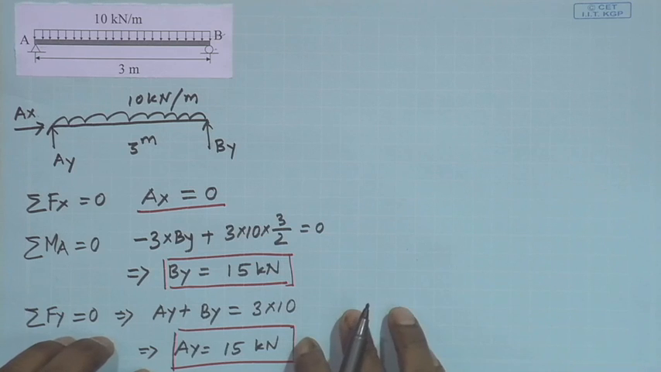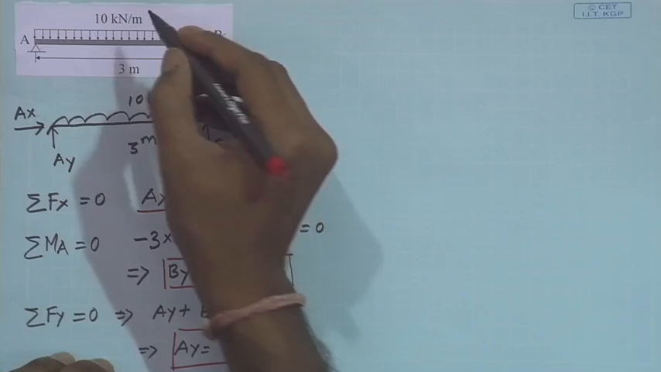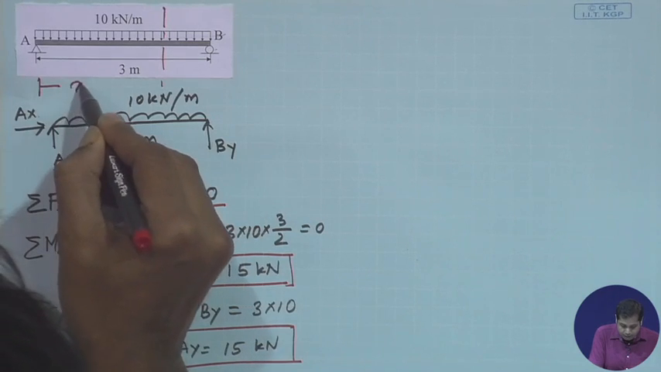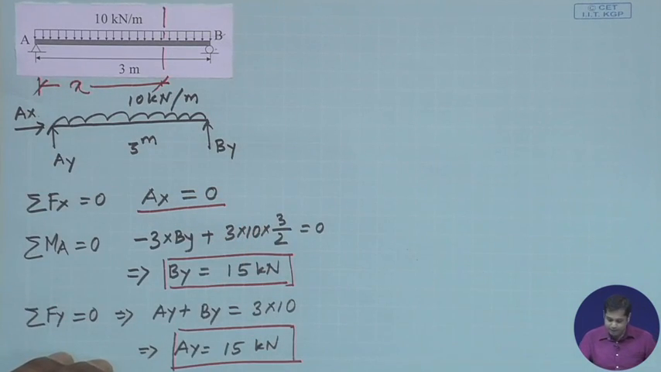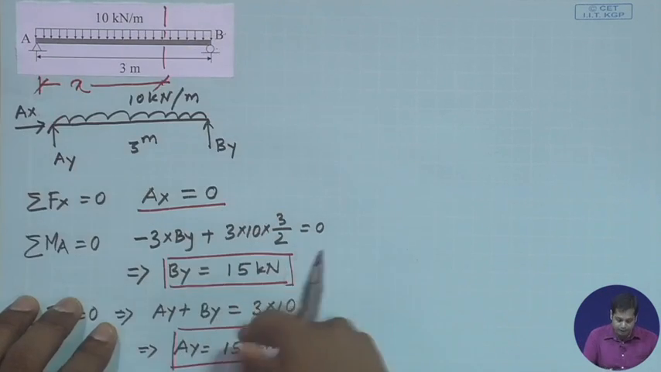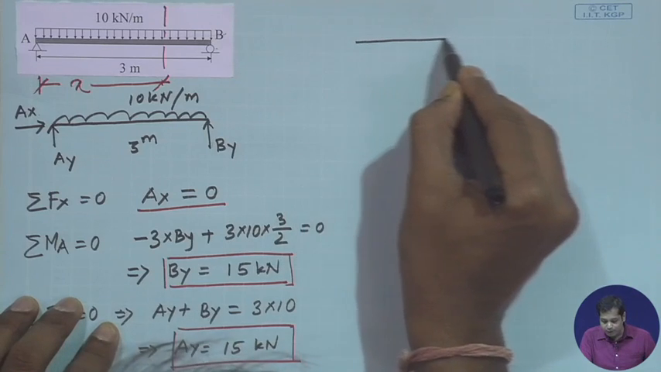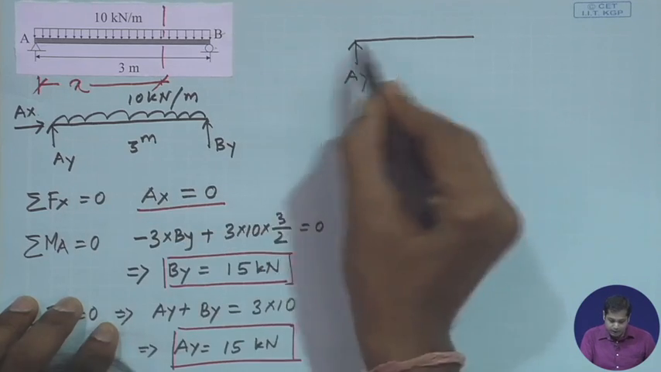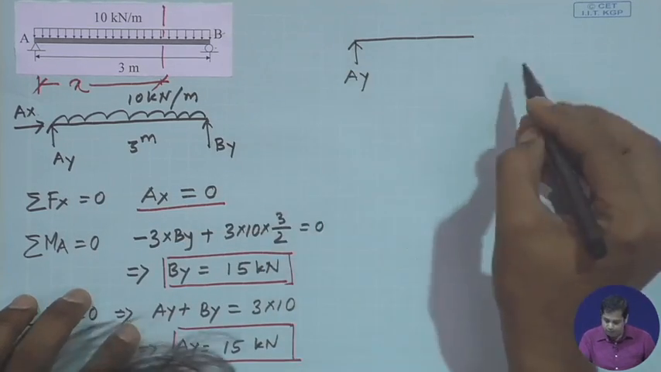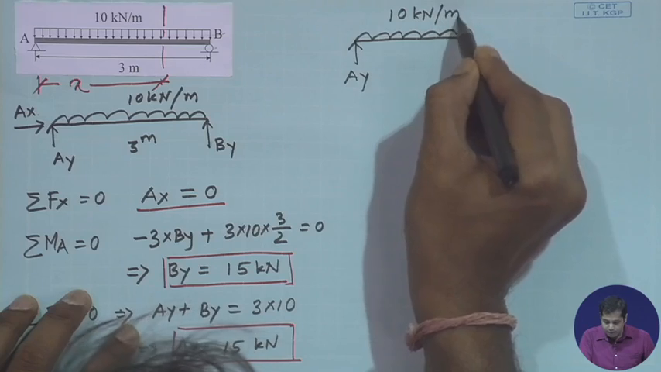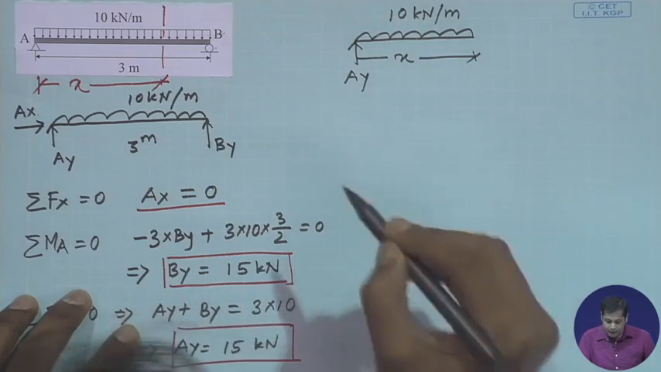Let us find out the bending moment diagram. To do so, let us take one section here at a distance x from A, and draw the free body diagram of this part. Now, if we draw the free body diagram of this part, this becomes this. This is AY. Ax is equal to 0, that is why there is no point in showing that. Then the uniformly distributed load is 10 kilonewton per meter, and this distance is x.